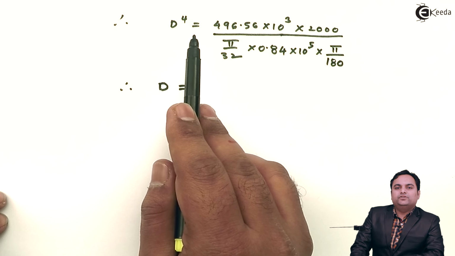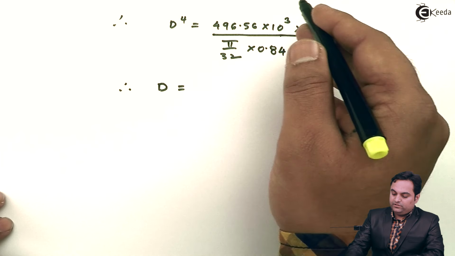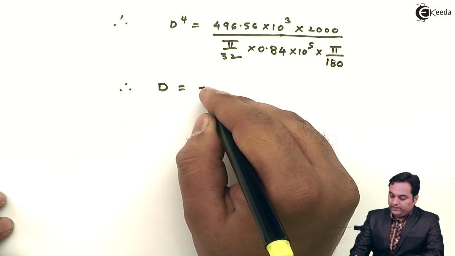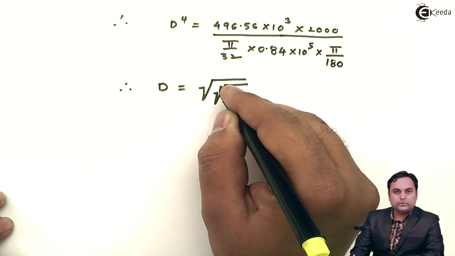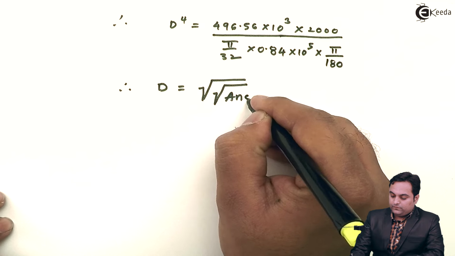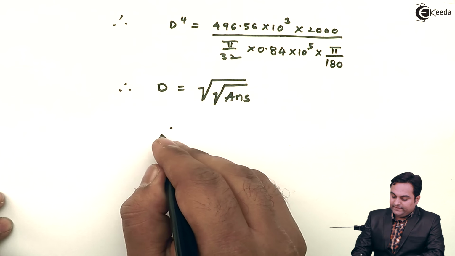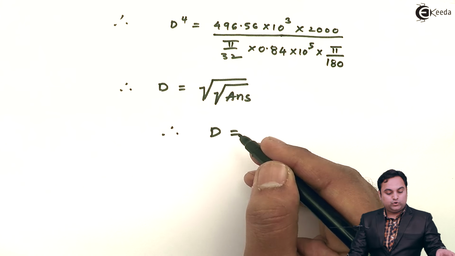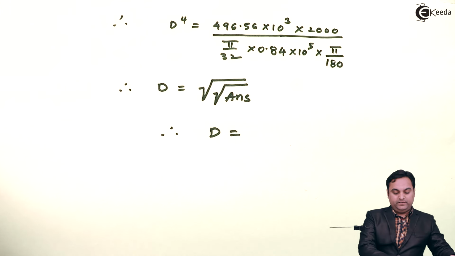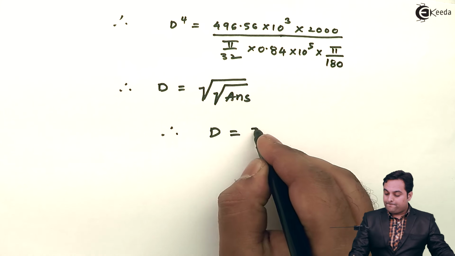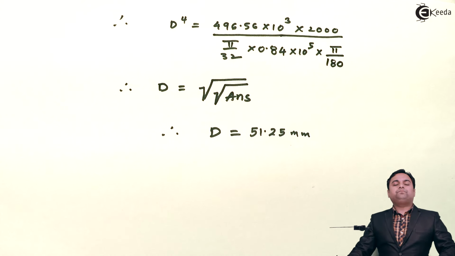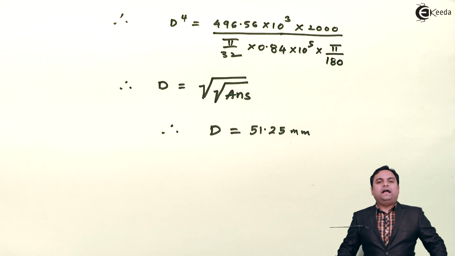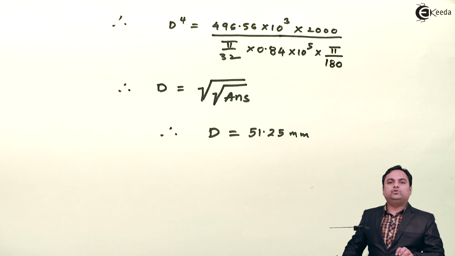Now we don't require d raised to 4, so whatever we are getting here, we have to take the square root twice. That is, I would be taking the square root of this answer twice, and then I will get the value of d. And if I calculate it in this manner by taking the square root twice, my answer of diameter comes out to be 51.25 mm.